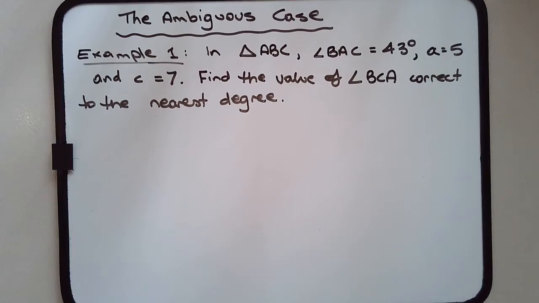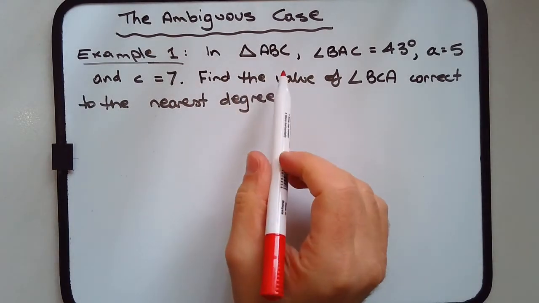Now, the ambiguous case for the sine rule comes about when we're trying to find an unknown angle, but we're not sure if the angle is acute or obtuse, and it's possible that both answers could in fact be valid. Let's have a look at an example. In fact, there's two examples in this video. Okay, so let's have a look at example 1.